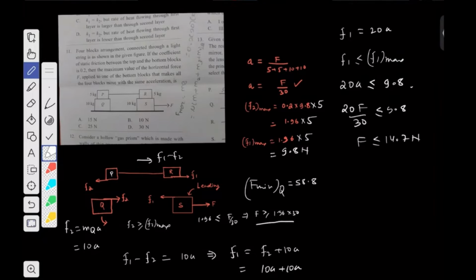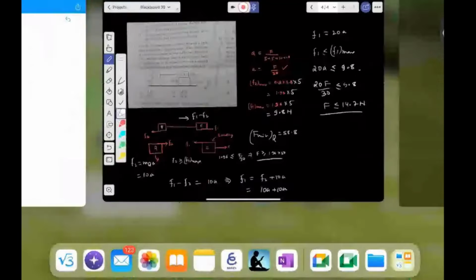Maybe, sir, the answer given is 15 Newton because they might have taken g as 10. That's why I took g as 9.8. Okay, sir, now I got it. If I take g as 10, then the answer will come 15. Okay, sir, understood now. Thank you. Yes, I understood, sir. One more minute, sir, I will copy this.